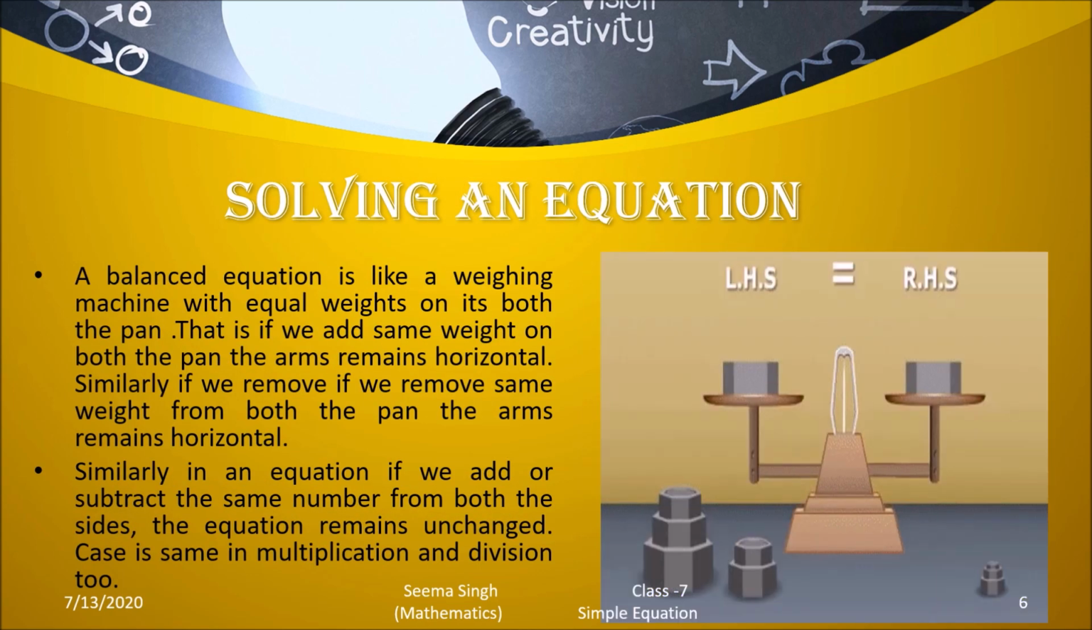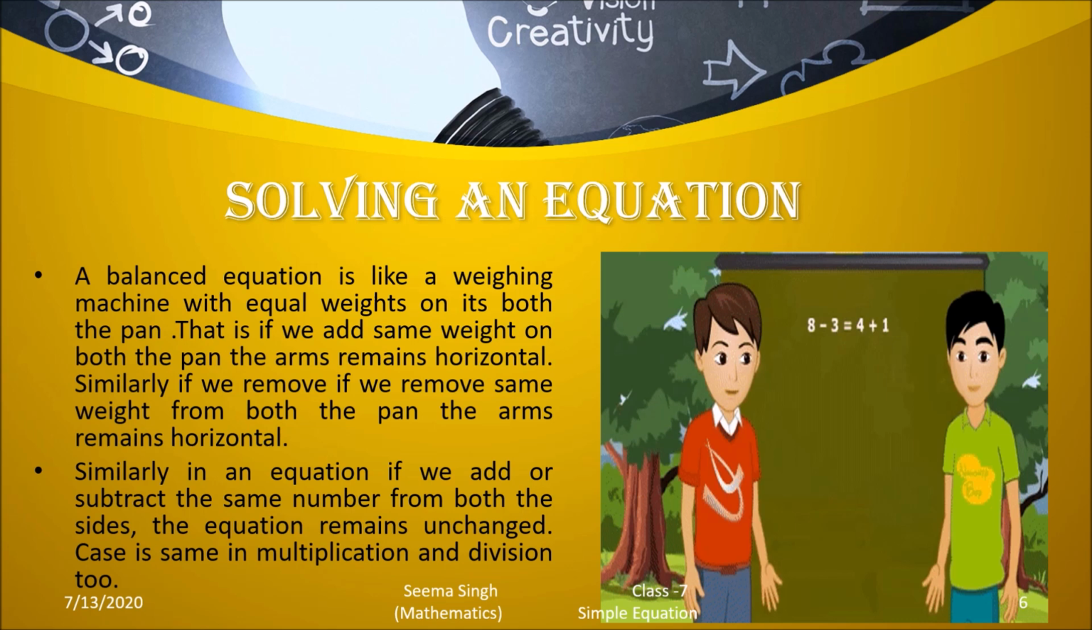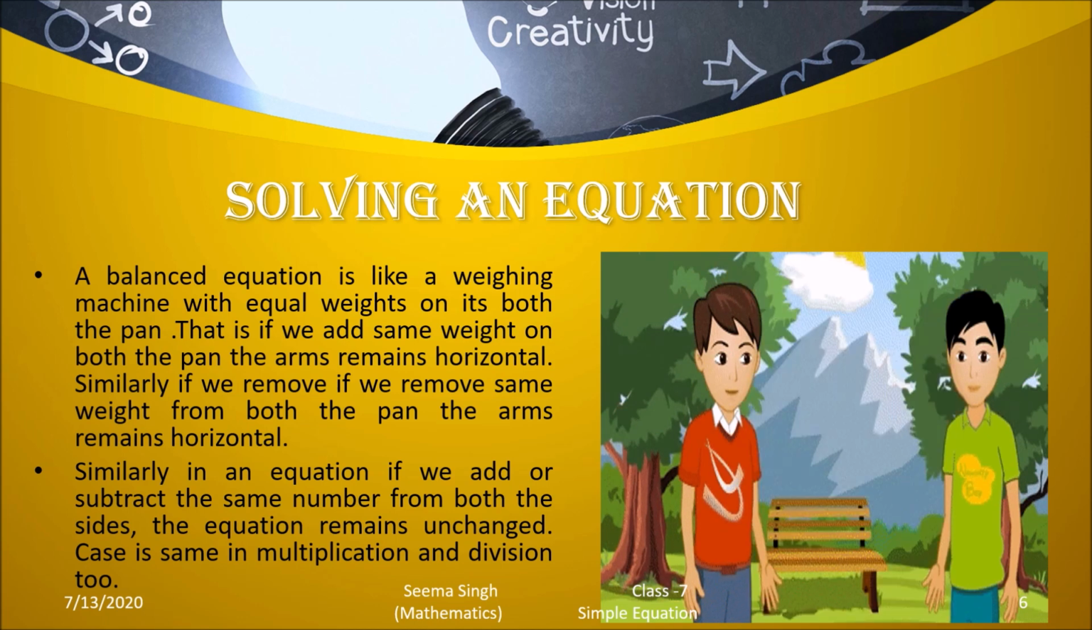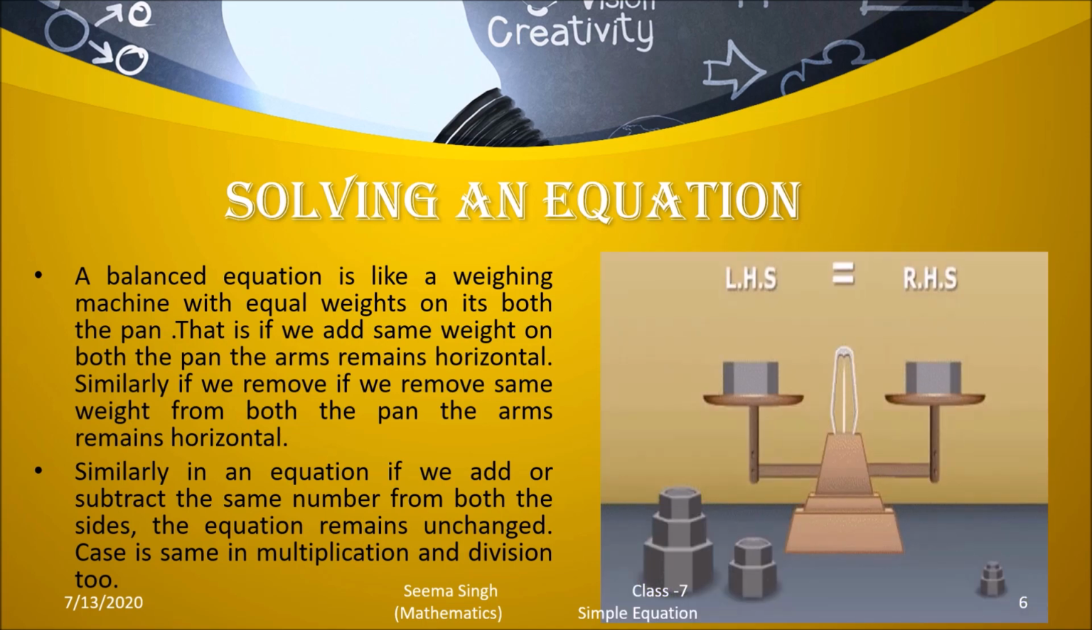We have seen how we can form an equation, and how we can form a statement from a given equation. Now let's try to understand how we can solve an equation. A balanced equation is like a weighing machine with equal weights on both pans. If we add the same weight on both pans, the arms remain horizontal. Similarly, if we remove the same weight from both pans, the arms remain horizontal.